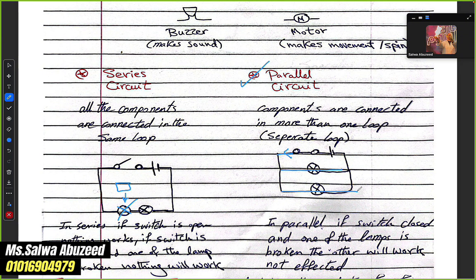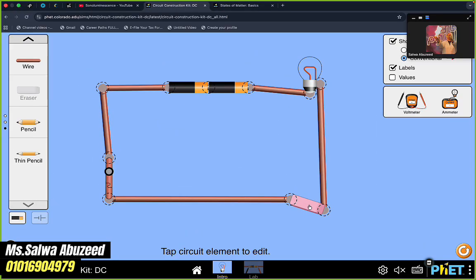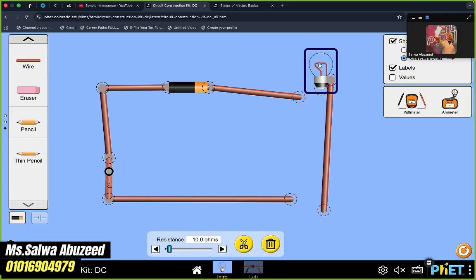Like in your room, you have a lot of lamps. One of them burns out, the others will work effectively. Why? Because parallel doesn't get affected by any of the burnt components. Why? Let's see. So as we see here, I'm going to remove this battery and remove this cell, make it only one, enough. Let's remove this as well.